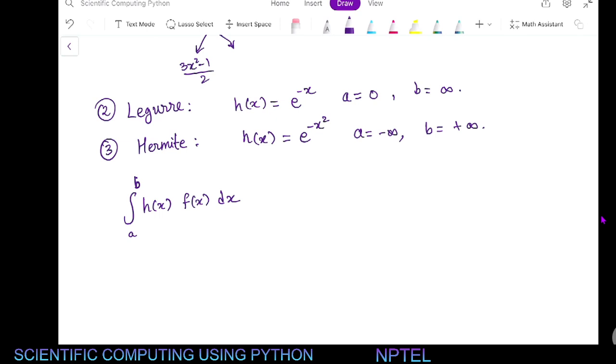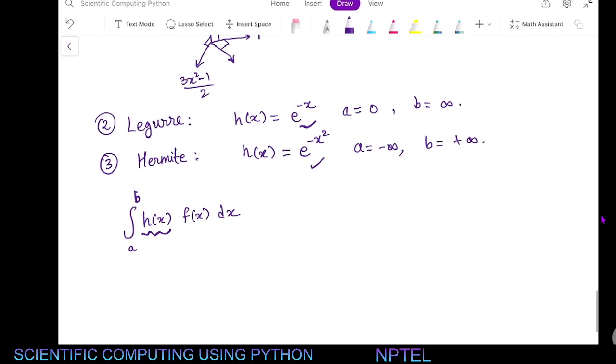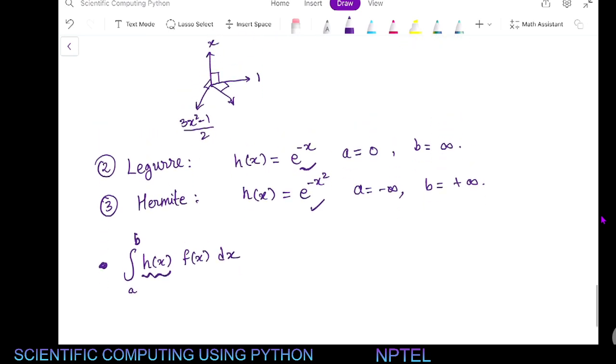We know in physics it's very common to find h of x as e to the power minus x or minus x square. And if we don't have this factor, then it's just the integral of f of x. So to evaluate this, we need these orthogonal polynomials. If h of x is this, then we have Laguerre polynomial. If it is e to the power minus x square, we have Hermite polynomial, etc. And then you can derive exactly what the integral will be.